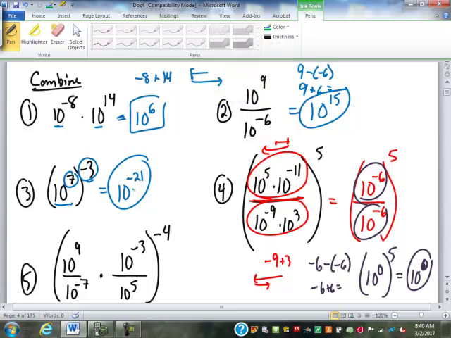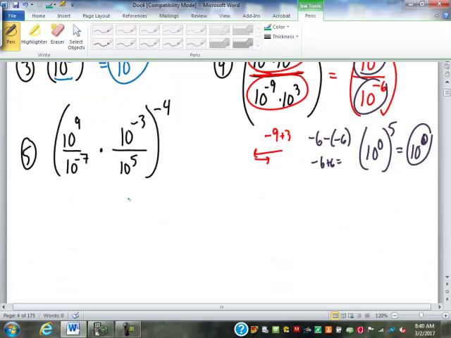So let's go down to number 5. Order of operations says we got to do this piece first. 10 to the 9th divided by 10 to the negative 7th. What do we do with the powers? Subtract. So there's 9 minus a negative 7. 9 minus negative 7 is 9 plus 7, which is 16.